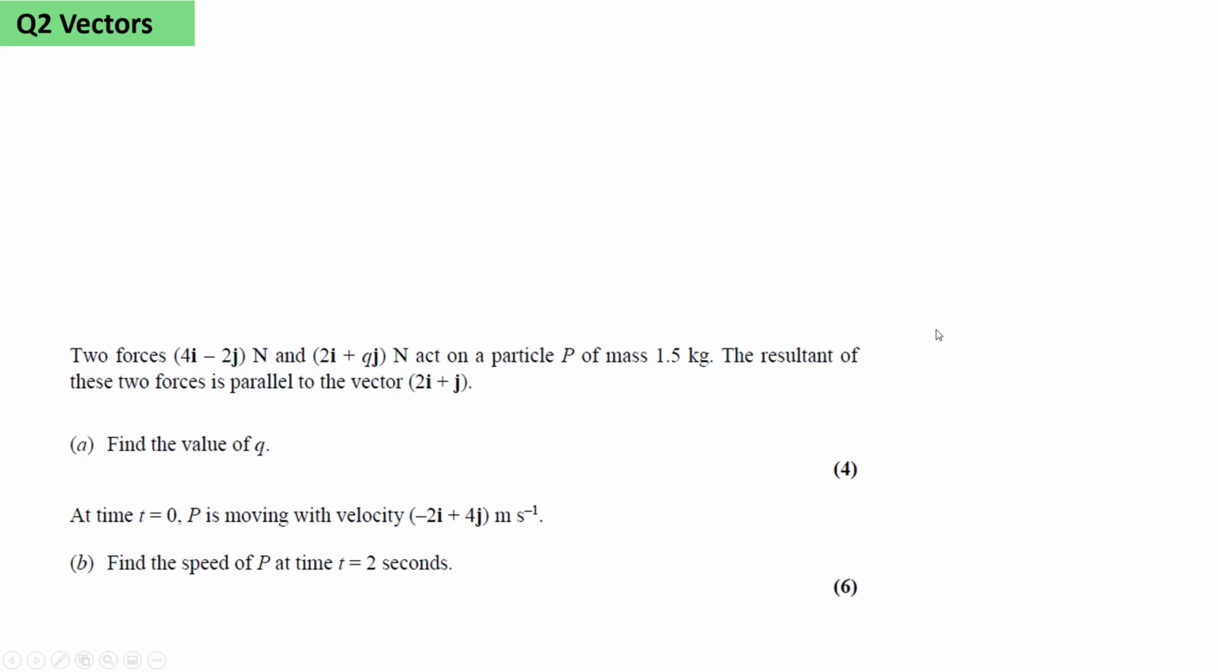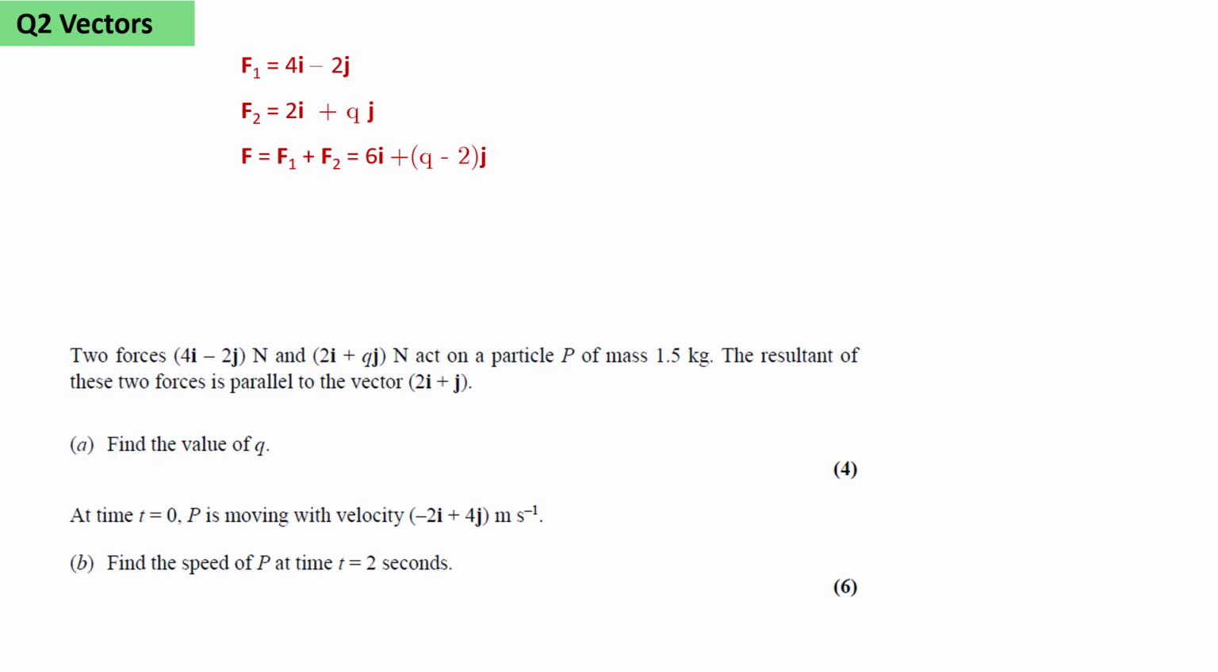Two forces, 4i minus 2j and 2i plus qj, act on a particle P of mass 1.5 kilograms. So let's write F1 equal to 4i minus 2j, F2 equal to 2i plus qj. The resultant of the forces, we simply add the two vectors. So the resultant F equals F1 plus F2 equals 6i plus (q minus 2)j.